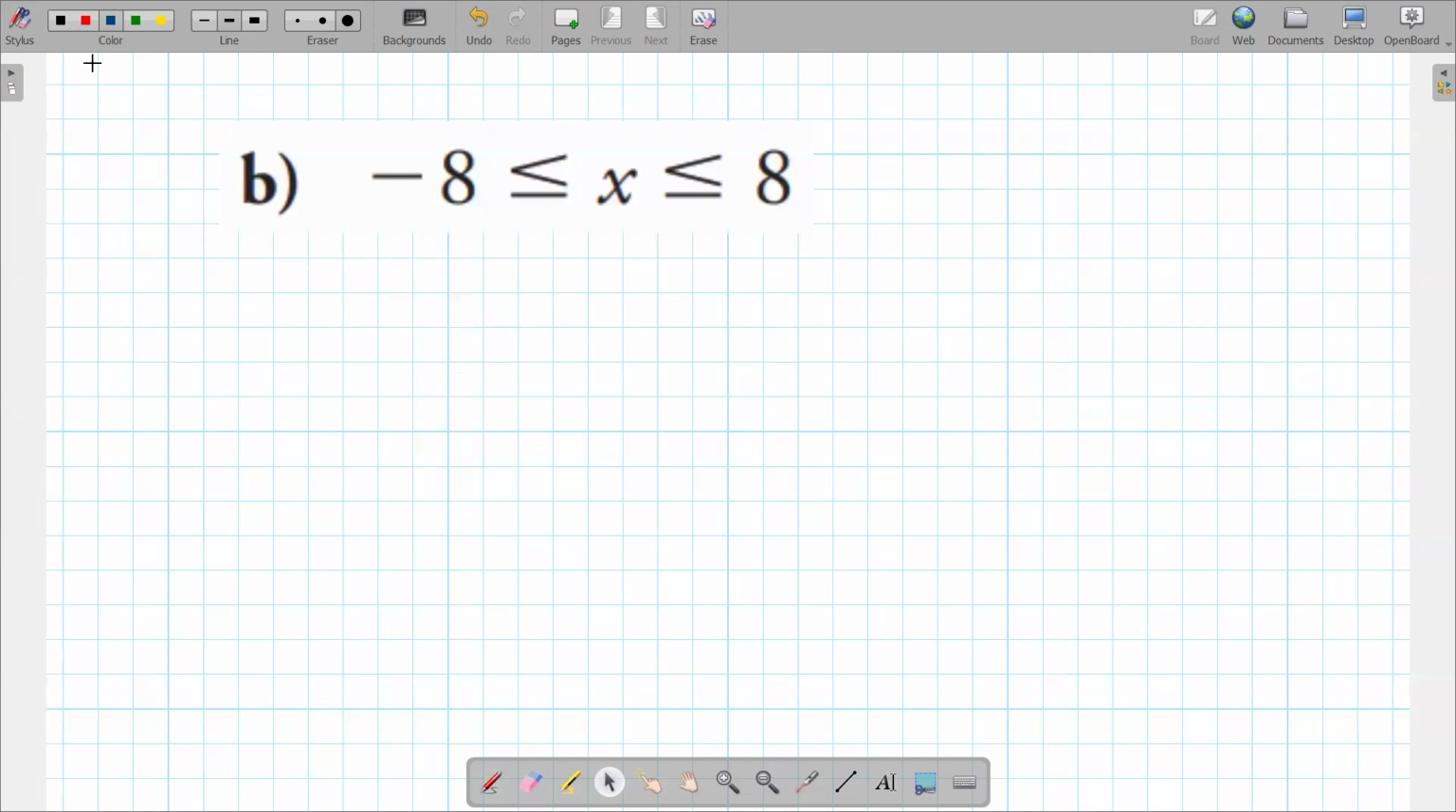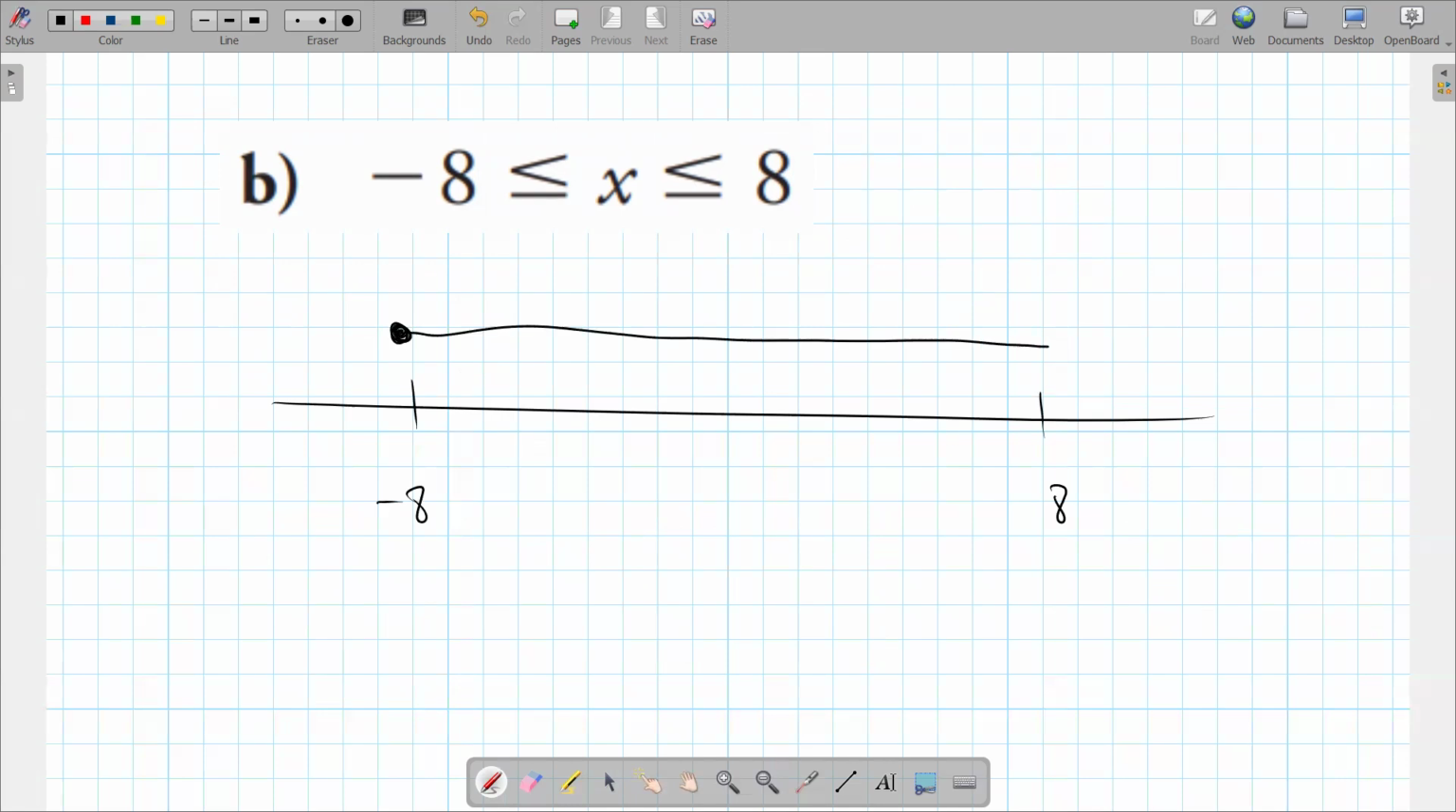Okay, so we have this one. And again, I'm just going to graph it out. This time it's inclusive, so it's going to be closed circles. So these are the possible x values that it can take. I'll give you a hint. Again, it's going to be something like this. There's going to be a sign there. There's going to be an 8 there. What's the sign in the middle?